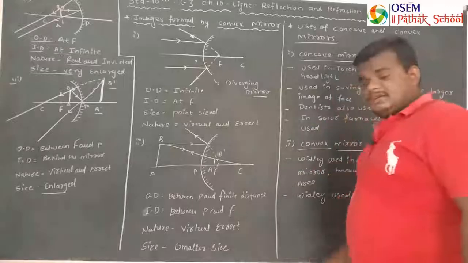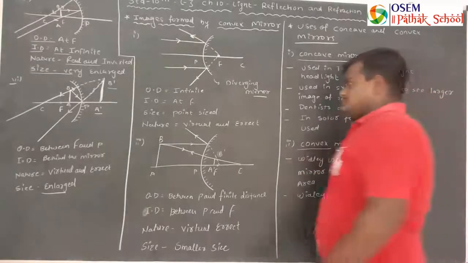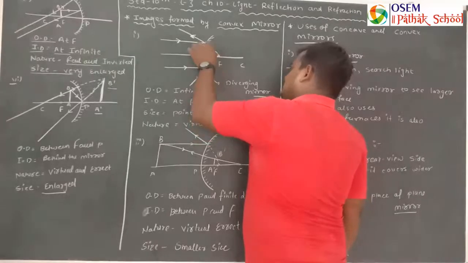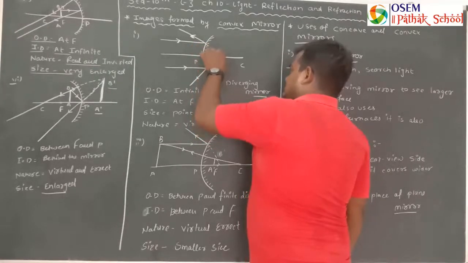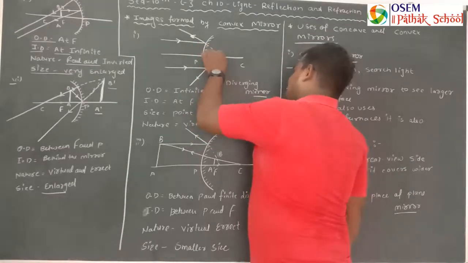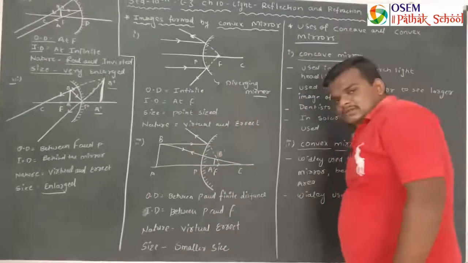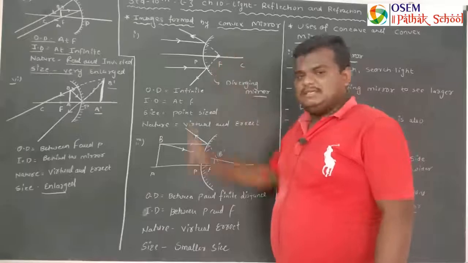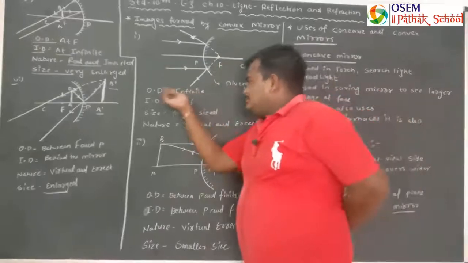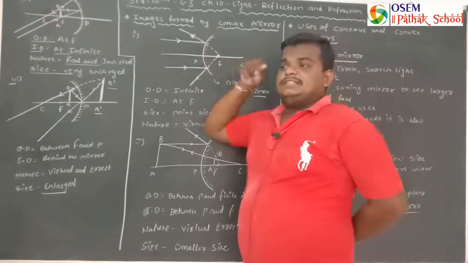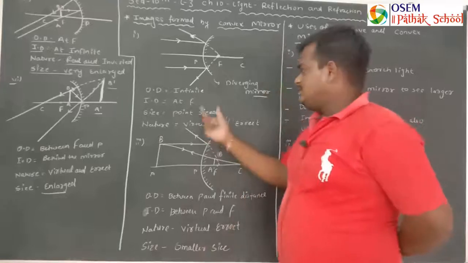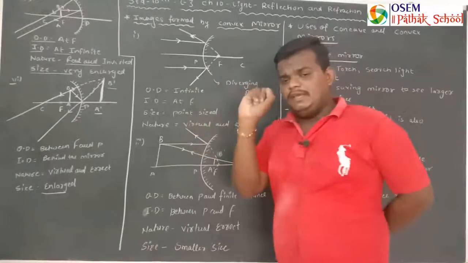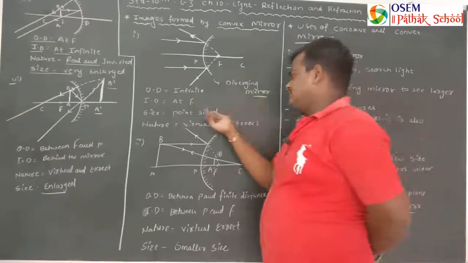So we have to find the image. When we extend these dotted lines, we will see that these 2 points meet at a focal point. So it meets here at F. That's why the image is formed here. So object distance in this case is infinite. Image distance is at F. Size is very small, a point-size image is formed here.